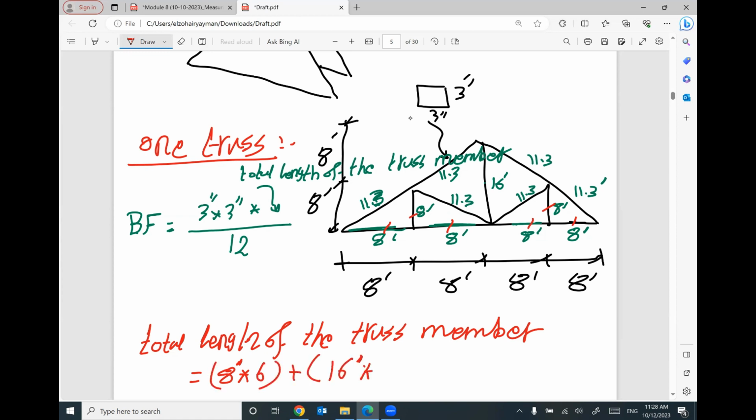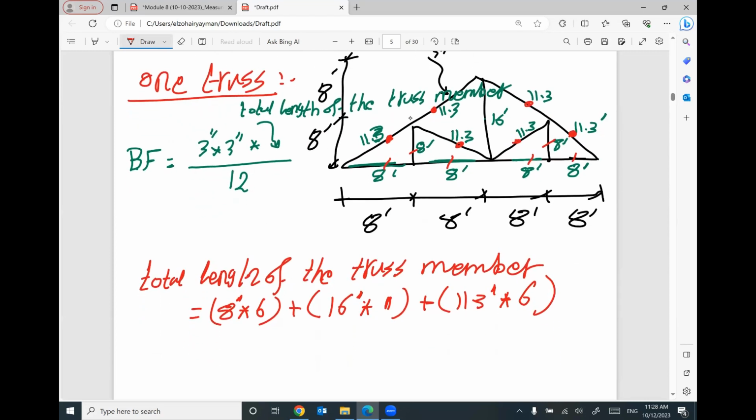16 feet times 1 member only. 11.3 feet times how many members? 1, 2, 3, 4, 5, 6 times. I think we are done. So the total length of the truss members is 8 by 6 plus 16 plus 11.3 times 6. I got 131.8 feet total length. So I need 131.8 feet of lumber just to construct only one truss.